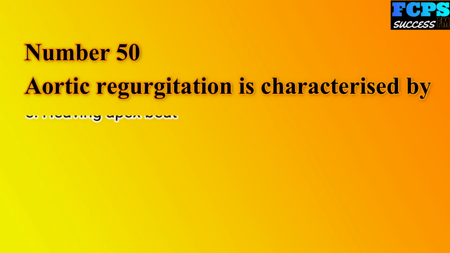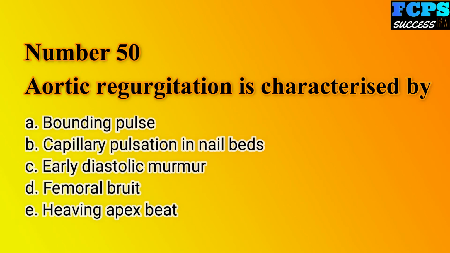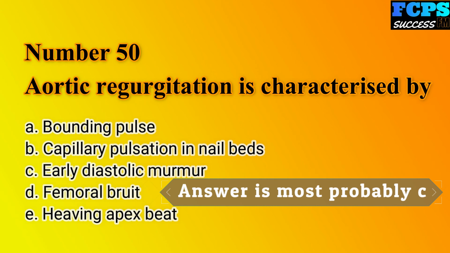Number 50. Aortic regurgitation is characterized by: A. Bounding pulse, B. Capillary pulsation in nail beds, C. Early diastolic murmur, D. Femoral bruit, E. Heaving apex beat. Answer stays controversial. Most probably C.